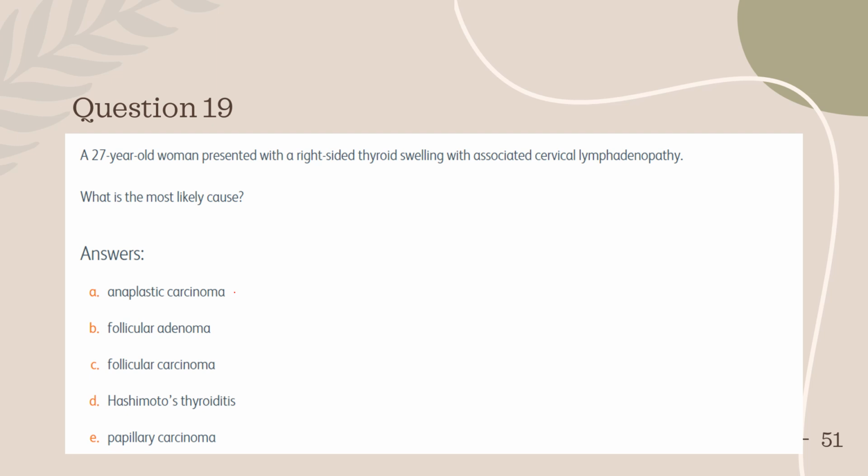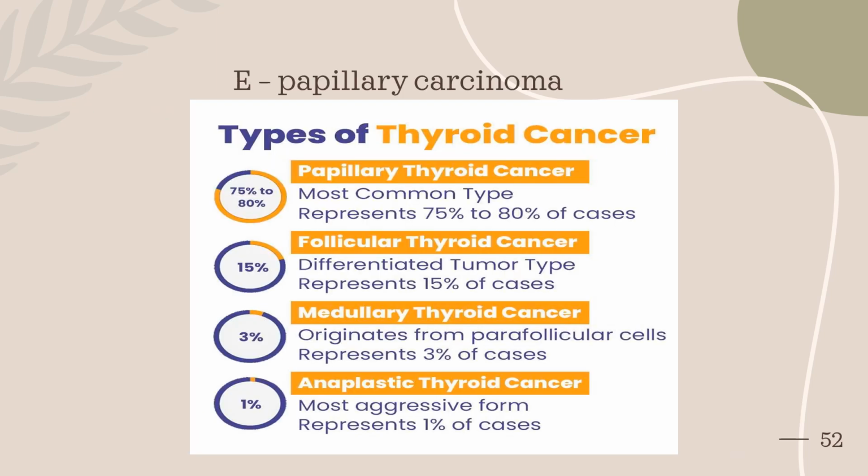Hashimoto thyroiditis can present with features of hypothyroidism. It's an autoimmune phenomenon, not likely with cervical lymphadenopathy. So it is papillary carcinoma, which is the commonest form of thyroid cancer. Of thyroid cancers, 75% to 80% are papillary. Follicular can happen especially in a long-standing goitre, that is 15%. Medullary again is a very low fraction, 3%, but it's coming from parafollicular cells, usually associated with MEN2.